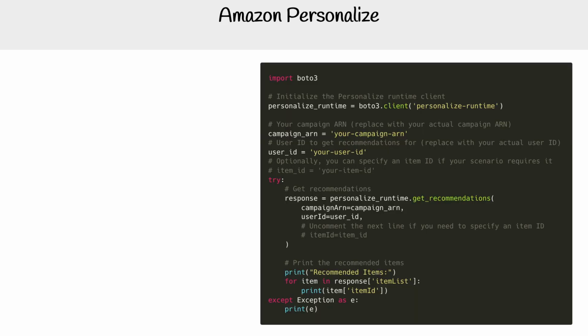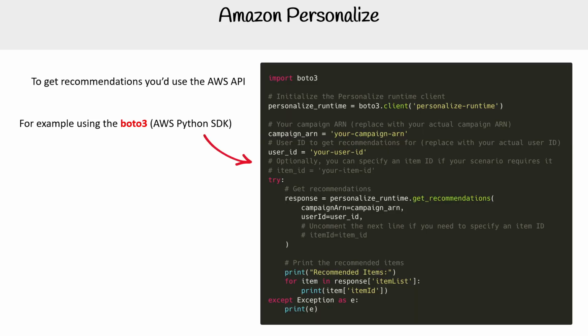Here's an example of us getting recommendations using the Boto3 Python library. This is something we do very similarly in the actual lab itself. So pretty straightforward. You get the recommendations. You'll pass the campaign ARN, the user ID, and then the item ID depending on what recipe or recommenders you're using. But yeah, there you go.